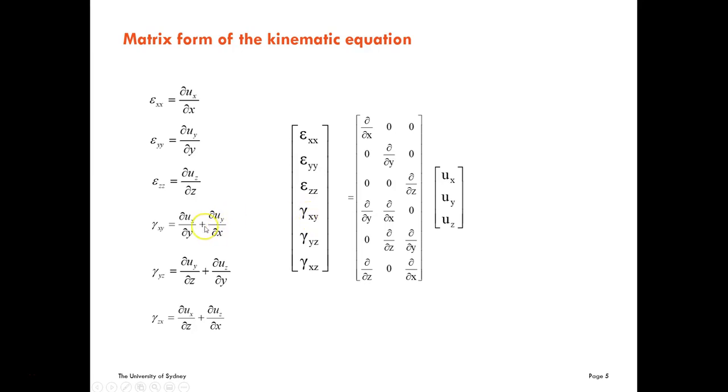And gamma xy is going to be the partial of ux with respect to y plus the partial of uy with respect to x, and so on. So this is a matrix representation of the kinematic equation. It can be written in a very simple way. This is the strain vector, this is the displacement vector, and this is called the operator. It's an operator because it operates on a vector to convert it into another vector by taking derivatives, the L operator.